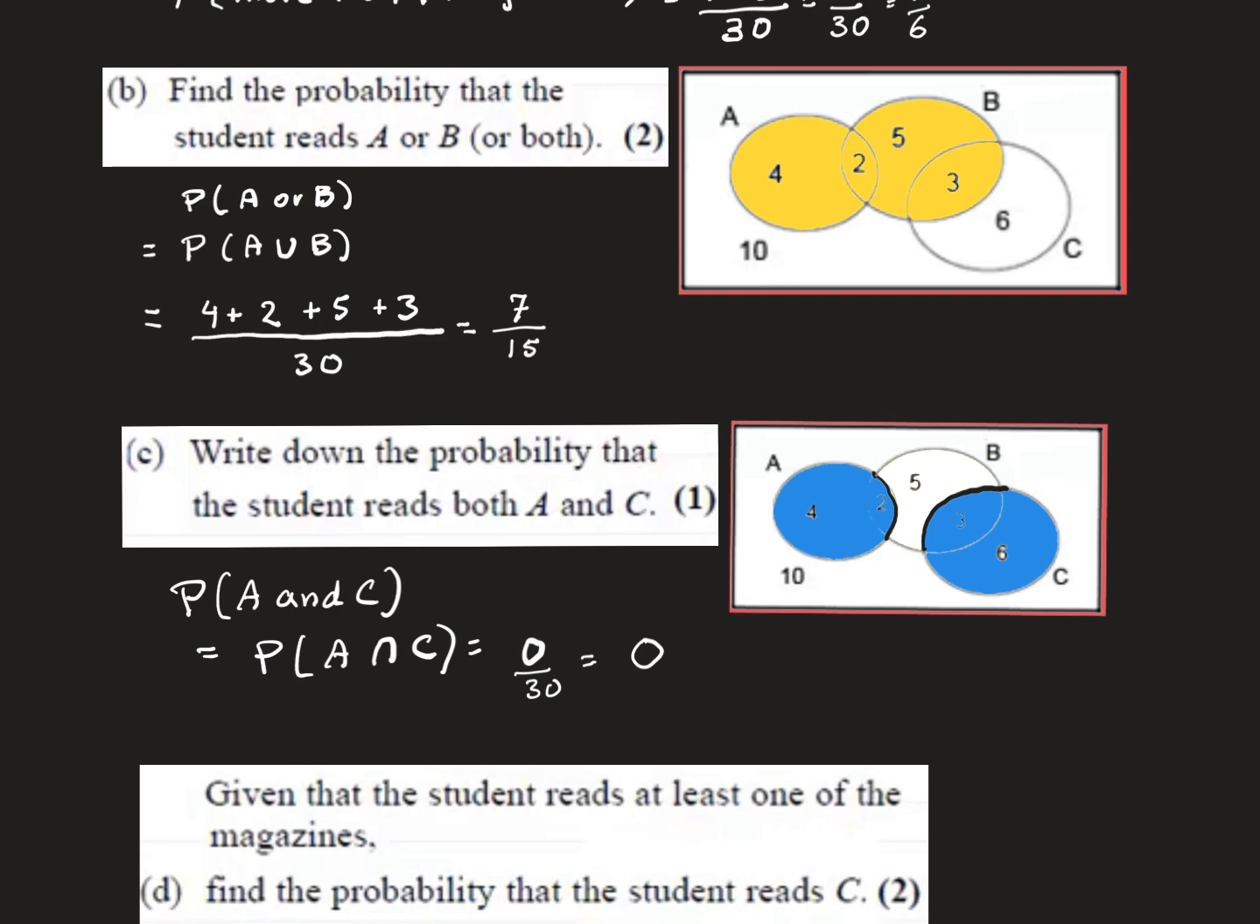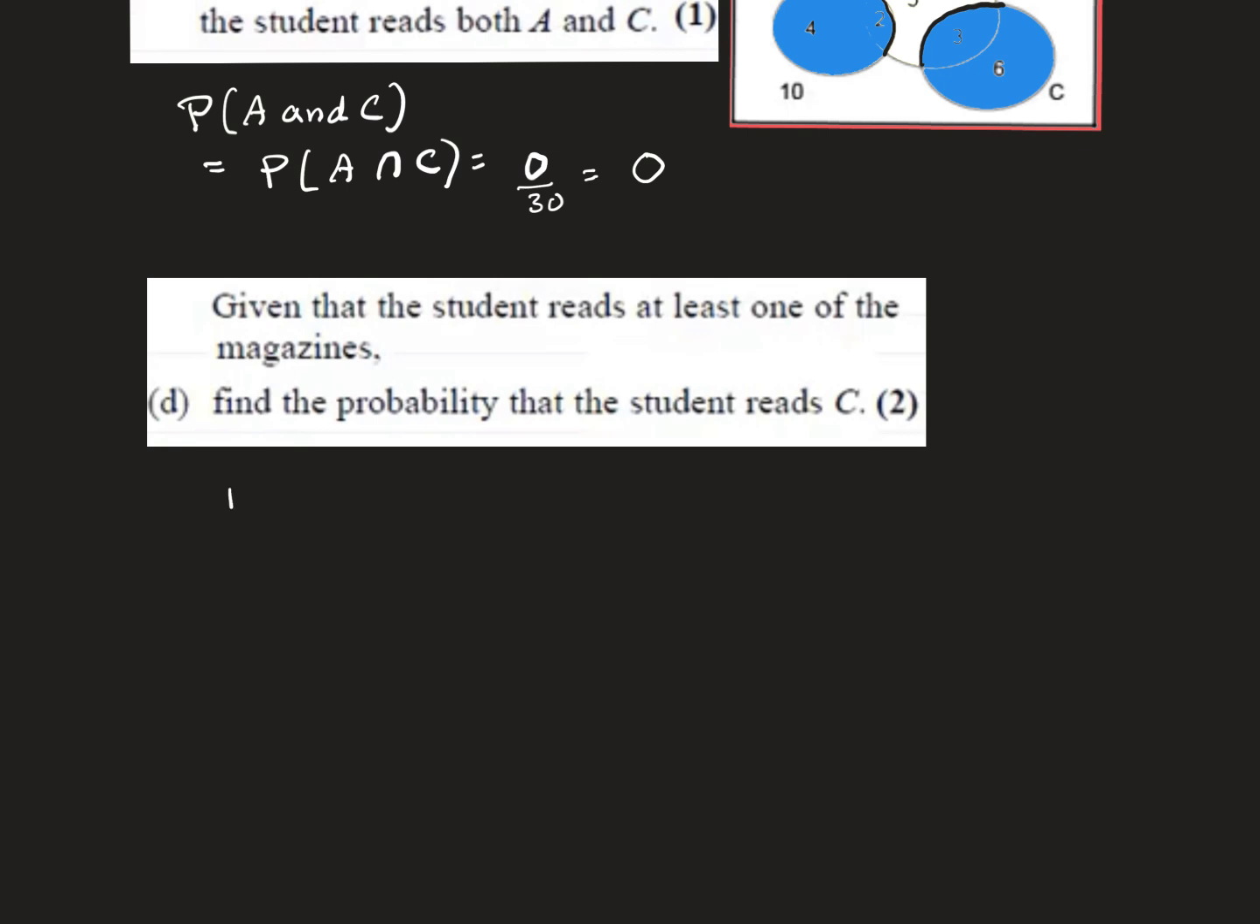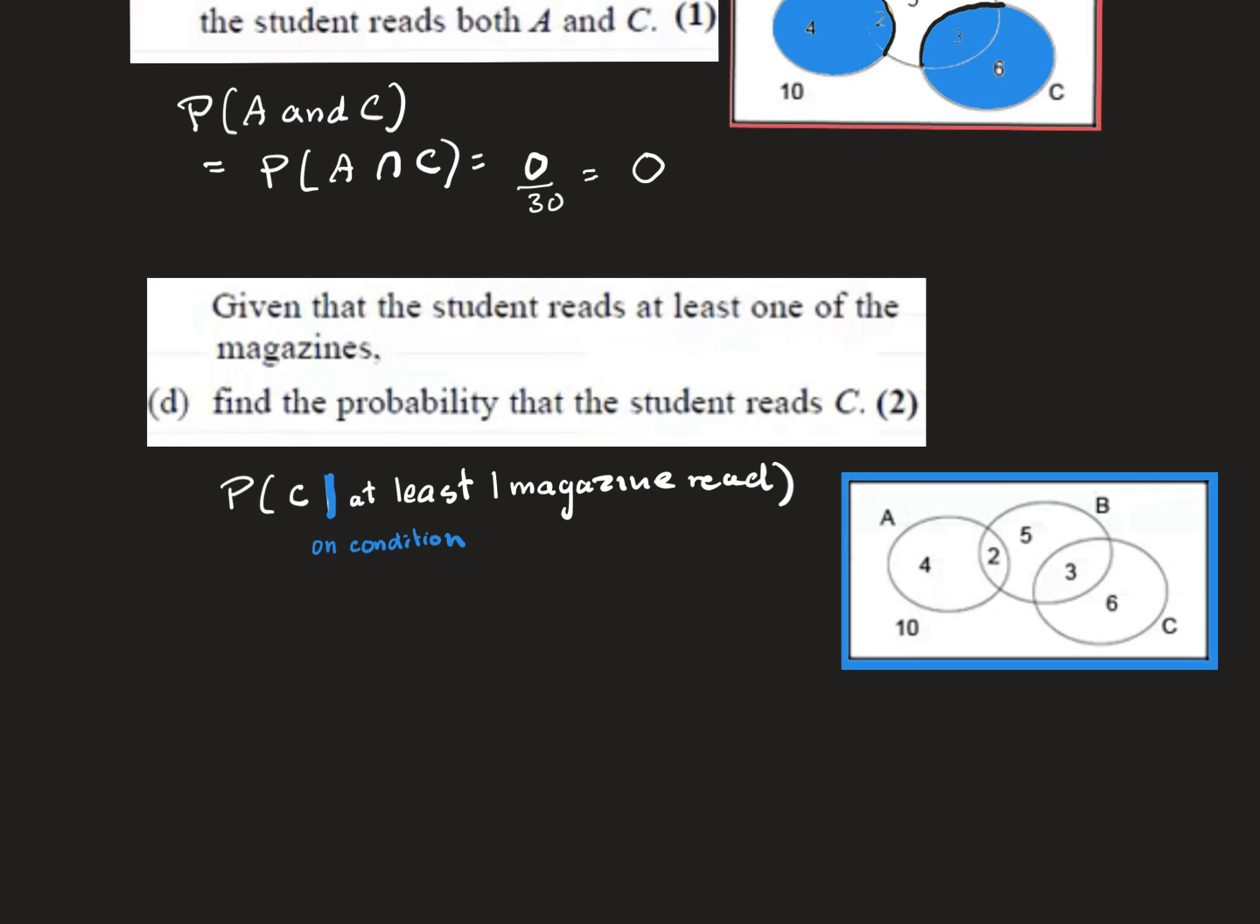Okay, we have got a problem where it says, given that the student reads at least one of the magazines, find the probability that the student reads magazine C. And we can write this as the probability of magazine C being read on condition that at least one magazine was read. And this vertical line here is the one that says "on condition". The fact that a student had to read at least one magazine narrows down the whole sample to these segments over here, 3 and 6.